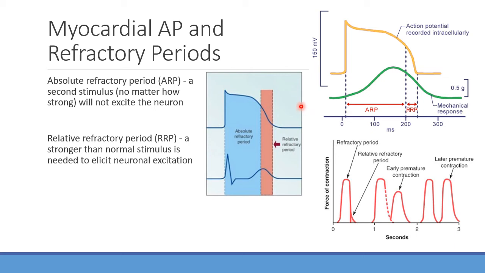Nothing else can trigger that particular cell to have another action potential until it's been given a little bit more time to reset itself. That's the absolute refractory period. No strong signal can come along and trigger off another action potential.